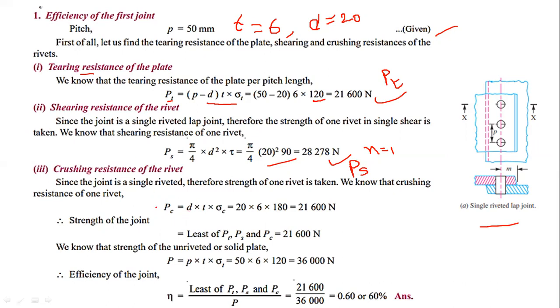And this is PC, the crushing strength. Already we know the formula: crushing area D into T into crushing stress sigma C. D equal to 20 mm, T equal to 6 mm, and sigma C equal to 180 megapascal. So 21,600 is the value of PC, the crushing strength. PT is tearing strength, PS shearing strength, PC crushing strength. These three are the strengths of the joint. From these three values, you have to identify the least strength. Here this value is 21,600, this one is 28,278, and this one is 21,600. So 21,600 is the least value.